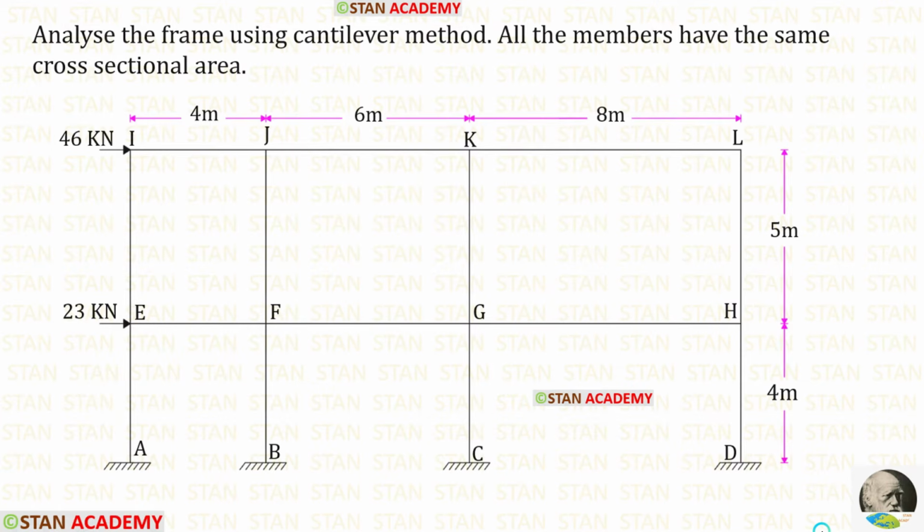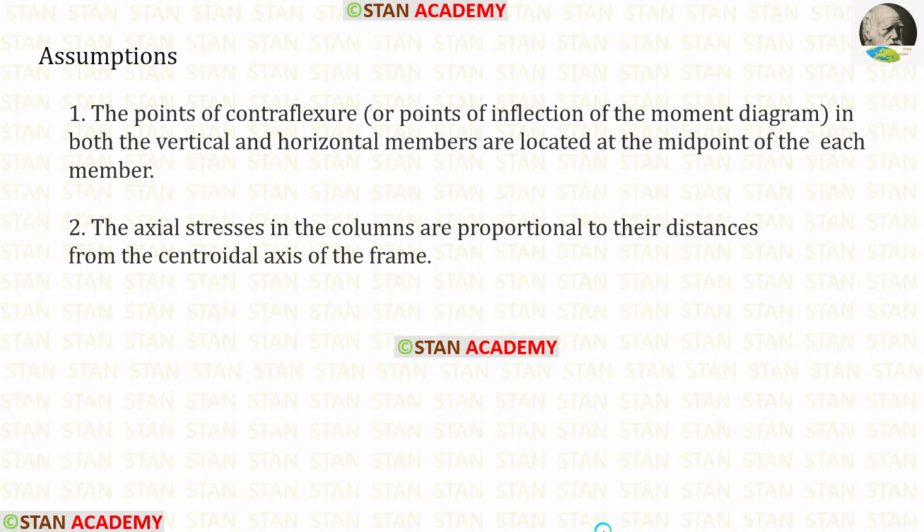Hello everyone. Today we are going to analyze this frame using cantilever method. In this frame, all of the members have the same cross-sectional area. In this frame, there are two lateral point loads, 46 kN in the point I and 23 kN in the point E. Now let us see the assumptions in the cantilever method.